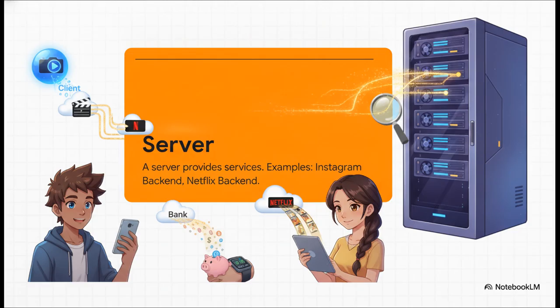When you want to scroll through some photos, the Instagram backend is the server providing them to you. When you want to watch a movie, the Netflix backend is the server streaming it right to your screen. When you check your checking account balance, your banking backend is the server securely pulling up those numbers.